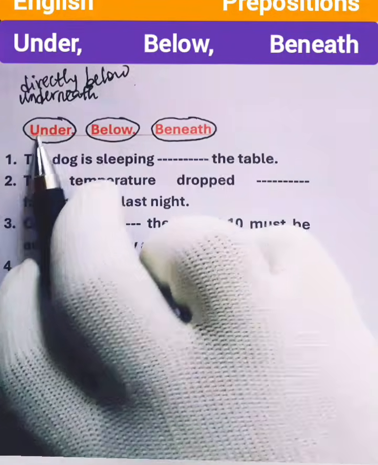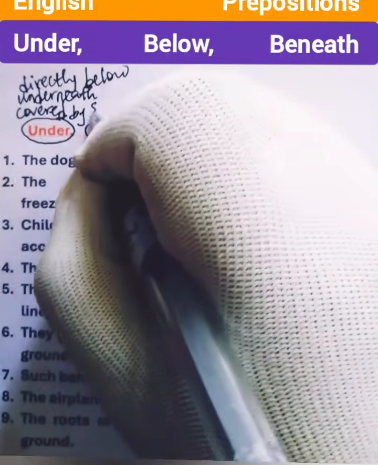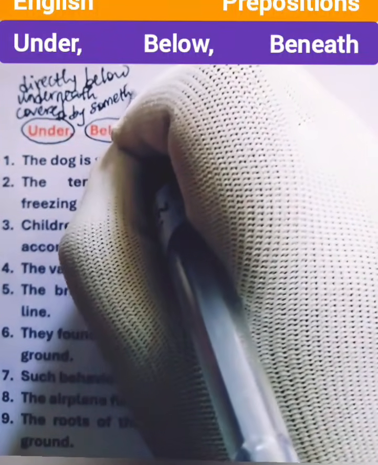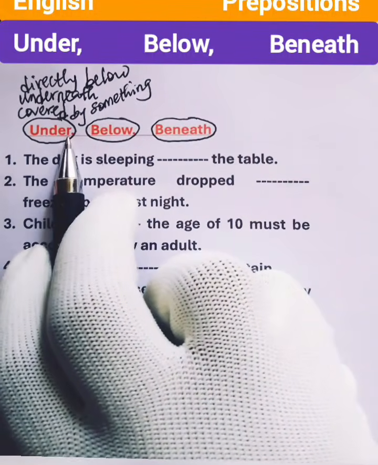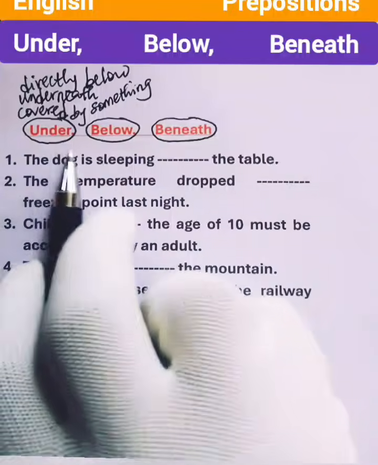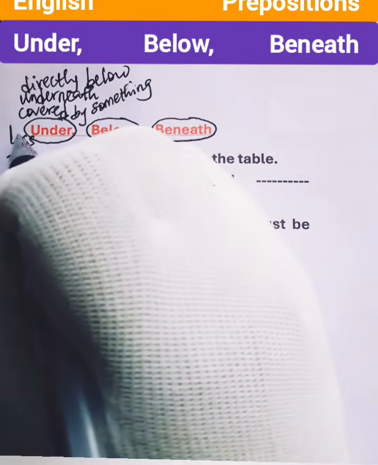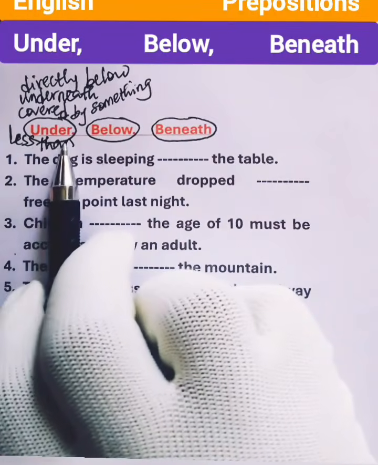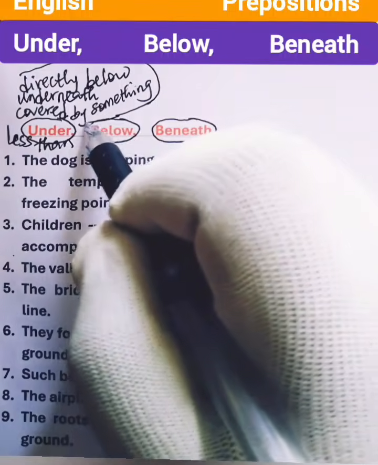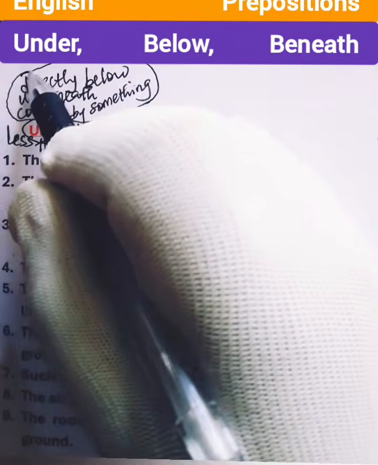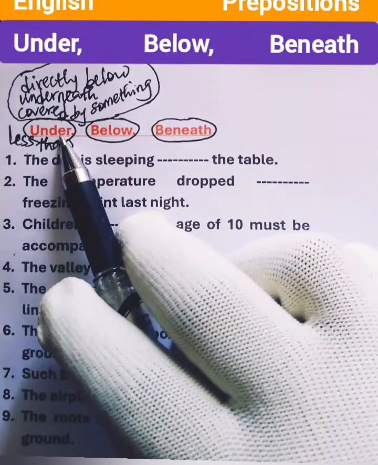Also use it to say that something is covered by another thing, covered by something. Lastly, use under to say that something is less than a number. When something is less than a number or an amount, use under to express it, okay? So use under to talk about all of these. Now we have 3 examples here to show you exactly when to use under.